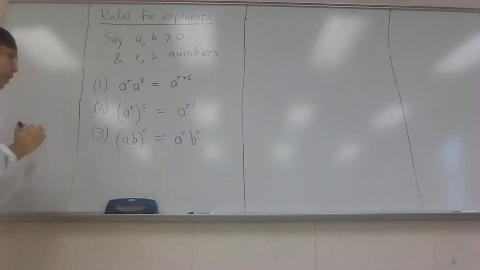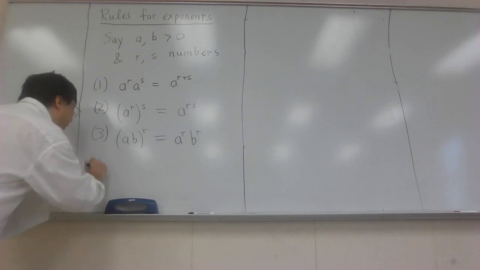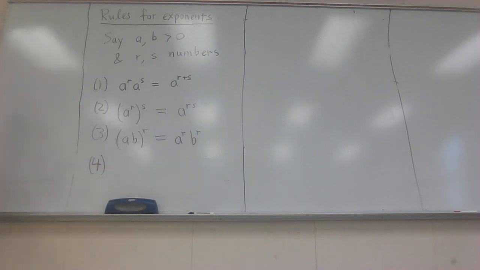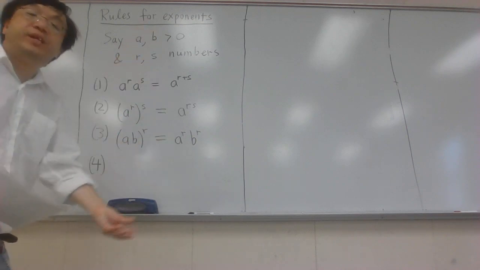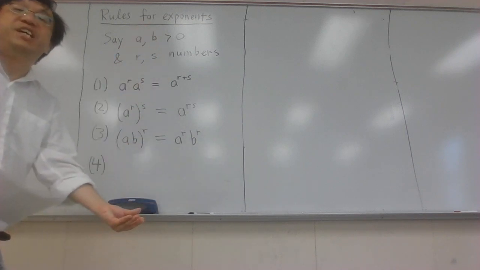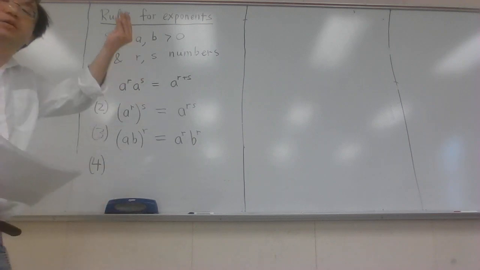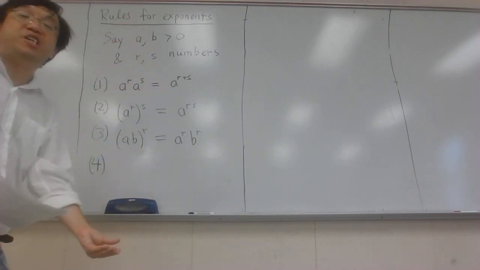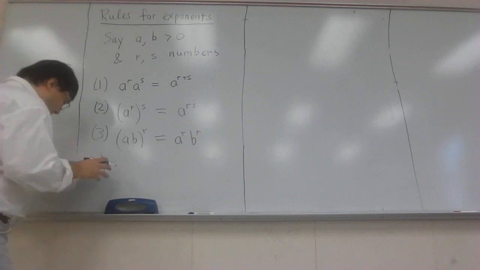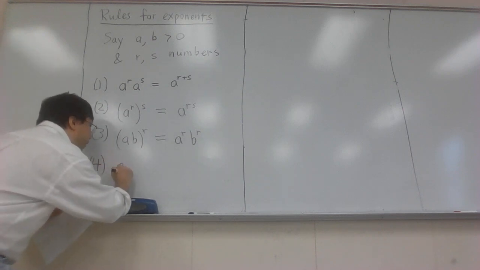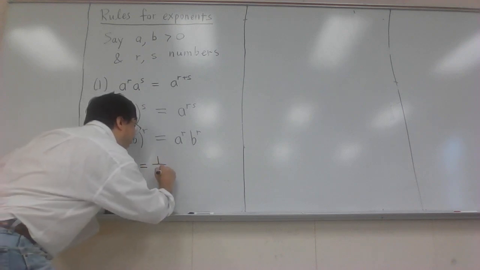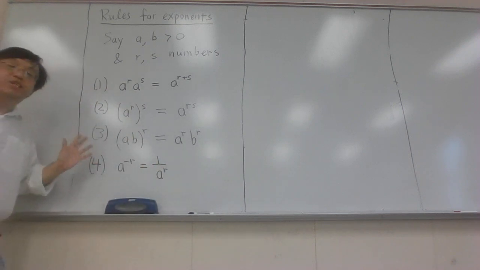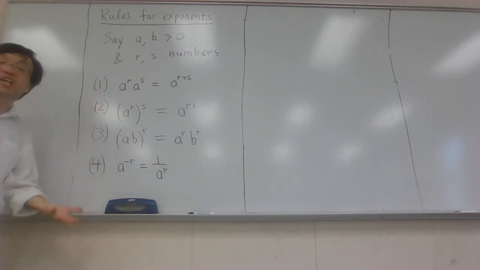Rule number 4 basically says that you can move exponents up and down fractions, but you need to change the sign of the power. So rule number 4 says that a to the power of minus r is equal to 1 over a to the power of r. And this rule really says that you can move exponents up and down fractions, but you have to change the sign of the power.